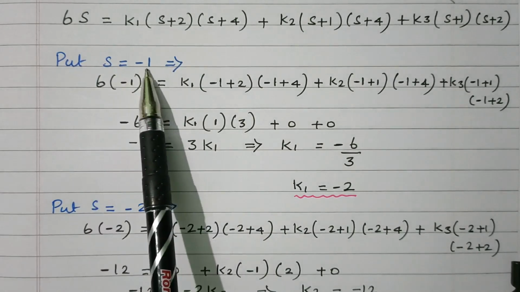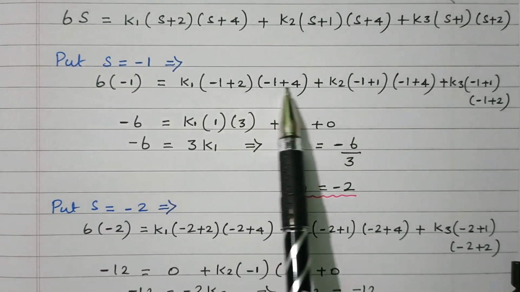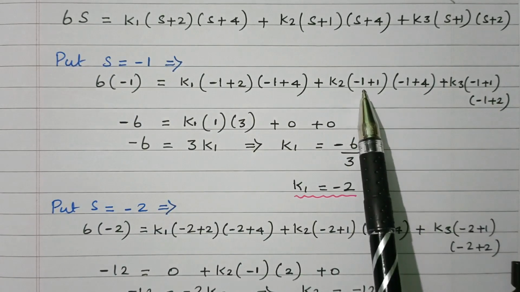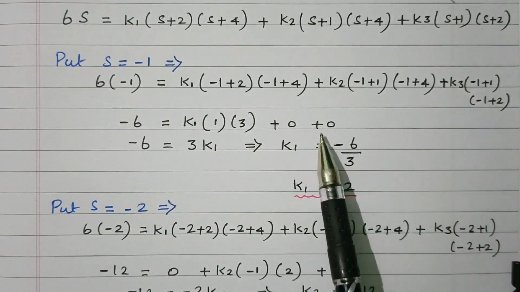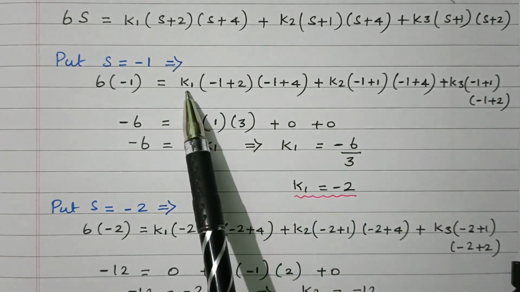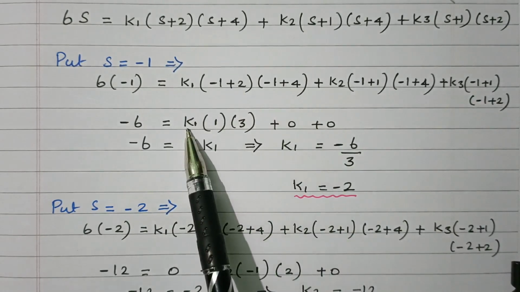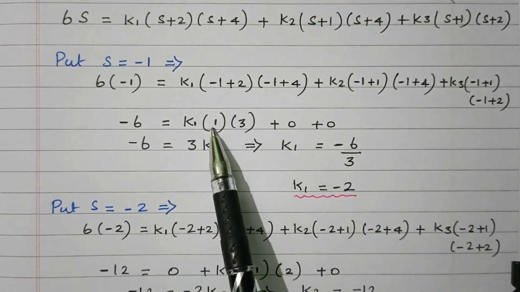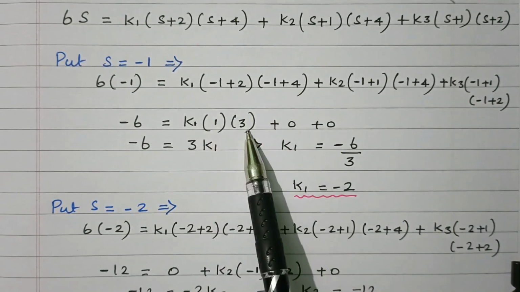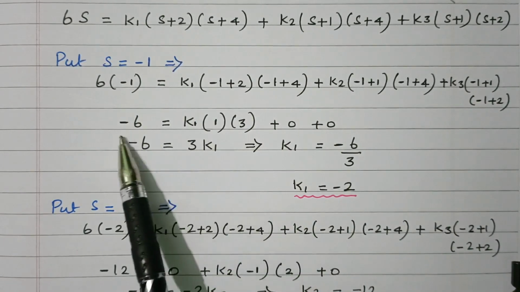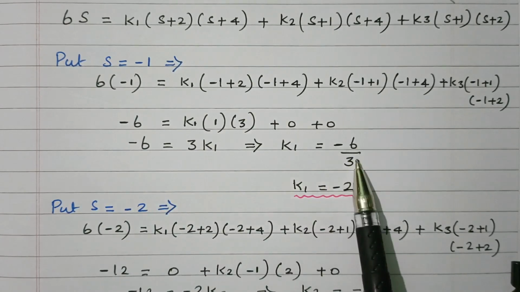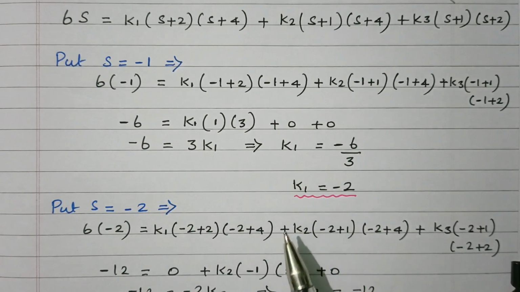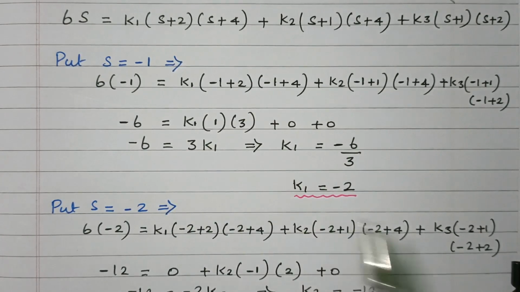So put s equal to minus 1. The minus 1 is substituted. See, this plus 1 minus 1 becomes 0. Here plus 1 minus 1, that also becomes 0. Only this term is available. k1 into minus 1 plus 2 is 1. Minus 1 plus 4, 3. So it is 3. Minus 6 equal to 3k1. So k1 equal to minus 6 by 3 equal to minus 2. So now we got the value minus 2.